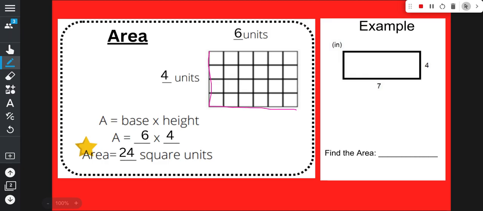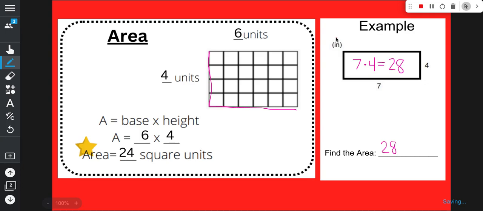If we know what the unit is, then it would be squared, whatever the unit is. Maybe it's inches, square feet, squared centimeters, whatever the unit might be. But if we don't see a unit, then we know we need to write just squared units. All right, let's look at our example. We're going to do base 7 times height 4 to equal our area. So our area is going to be 7 times 4, which is 28. So our answer is 28.